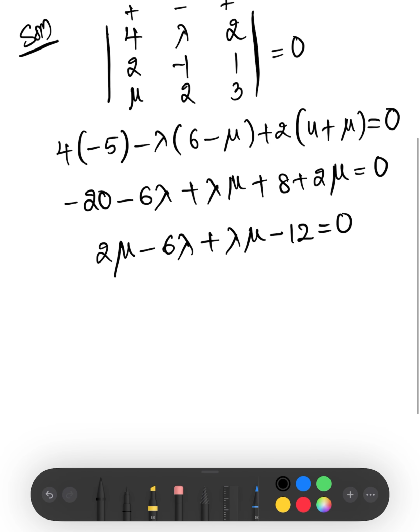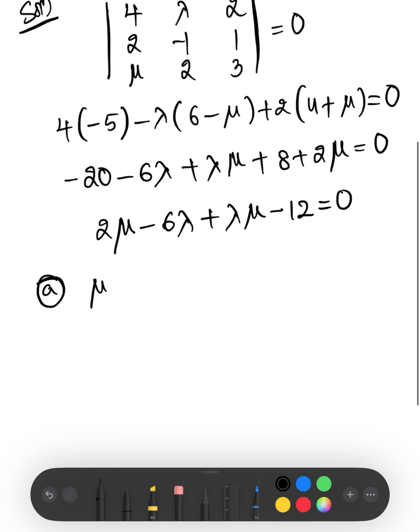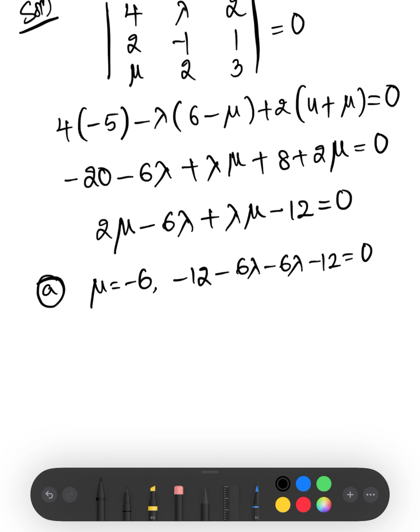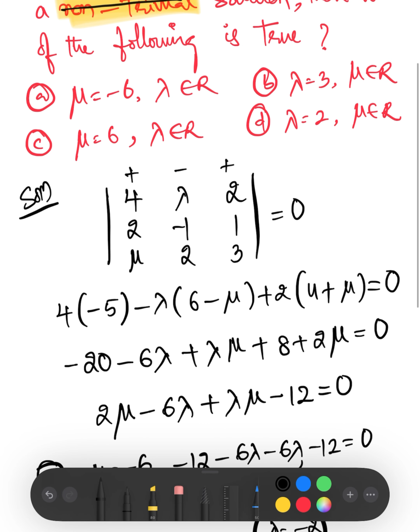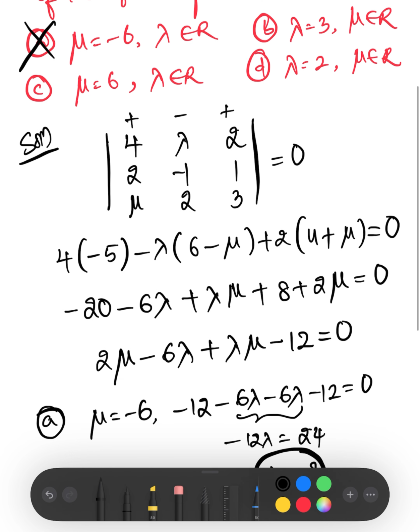First, suppose the first option, where I take all A, that is mu equal to minus 6. In case of mu equal to minus 6, what you will get is minus 12 minus 6 lambda minus 6 lambda minus 12 equal to 0. After solving this, minus 12 lambda equal to 24, so lambda equal to minus 2. But in the option they gave lambda belongs to any real number, so option 1 we can't consider.